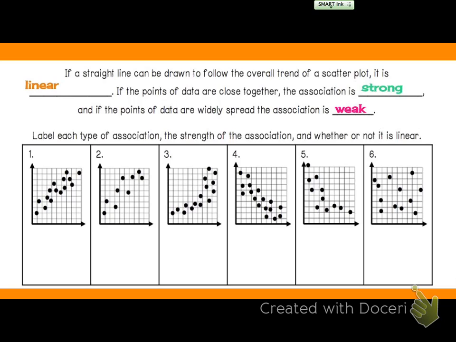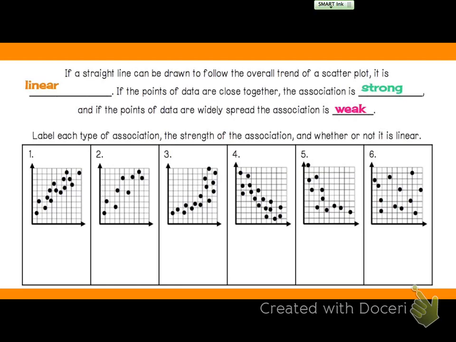Okay, so if a straight line can be drawn to follow the overall trend of a scatter plot, it is linear. And it's not that you draw a line to match all the points, you draw a line through the center of the points. Okay? It would be linear. If the points of data are close together, the association is strong. And if the points of data are widely spread, the association is weak.